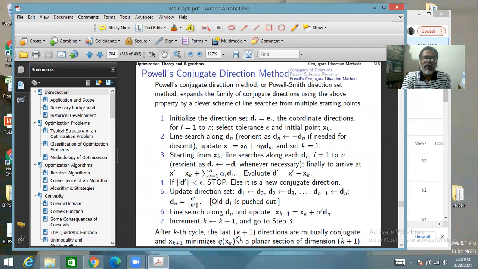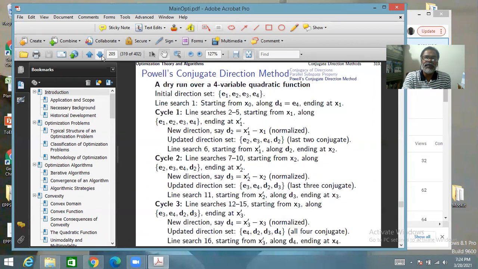And that's why after kth cycle, the last k plus 1 directions will be mutually conjugate. And therefore, after n minus 1 cycles, the last n, which are all the directions that can be, will be mutually conjugate, along which a line search would have concluded finally at the end of n minus 1th cycle. And therefore, you have got your solution. That means xn will be the minimum point. So this is what Powell's conjugate direction method does.